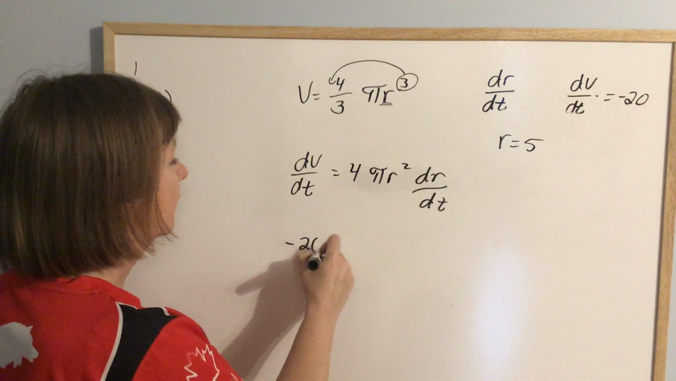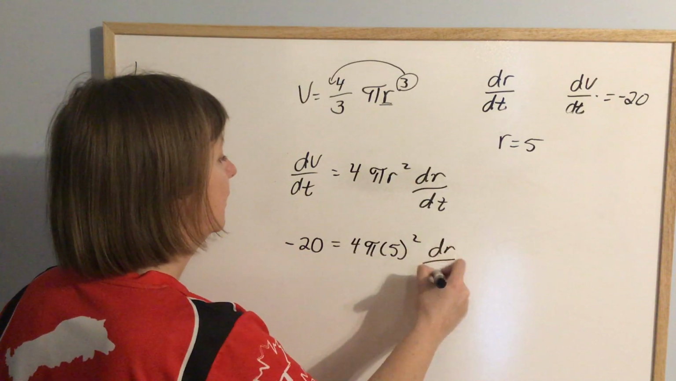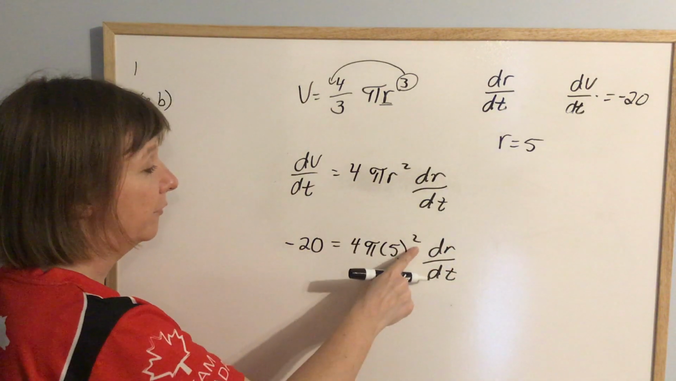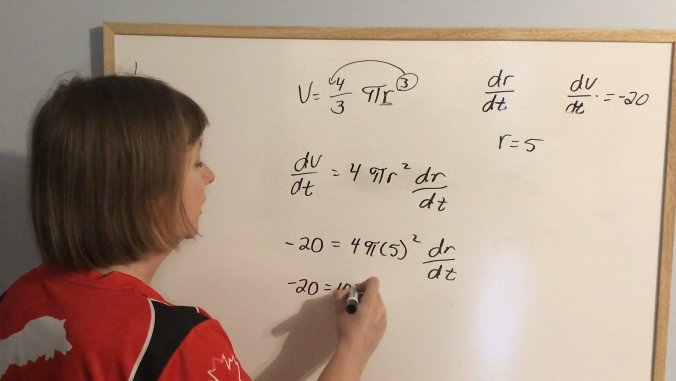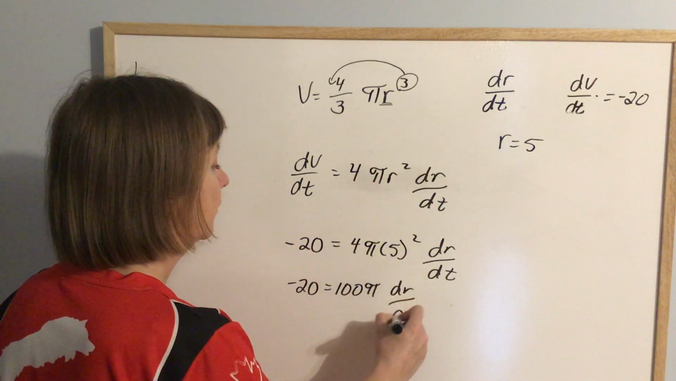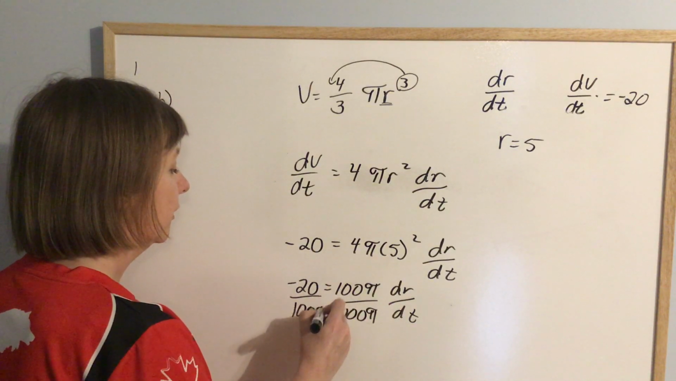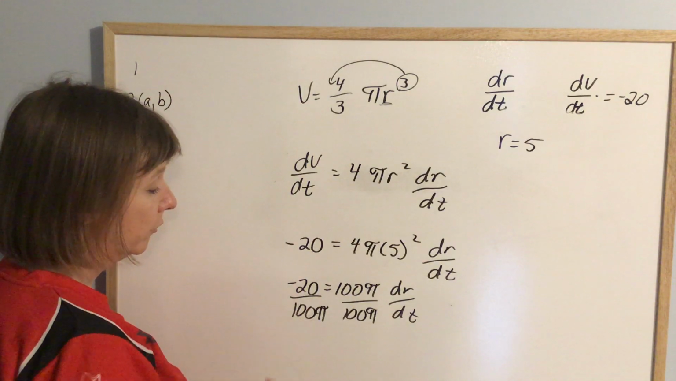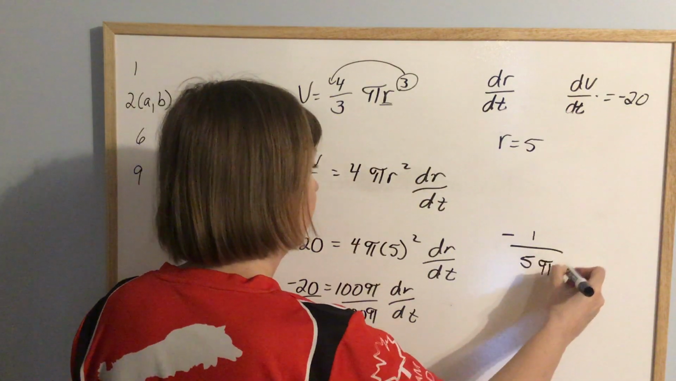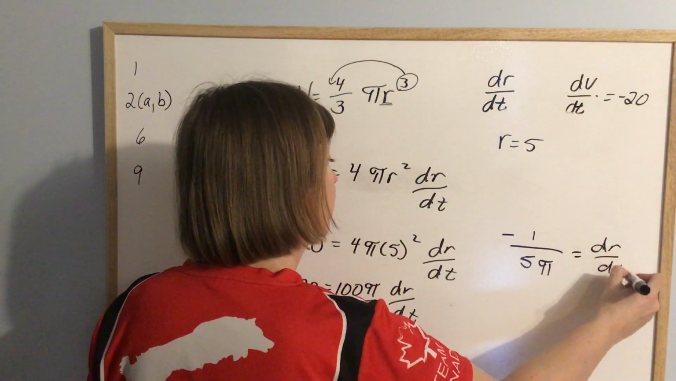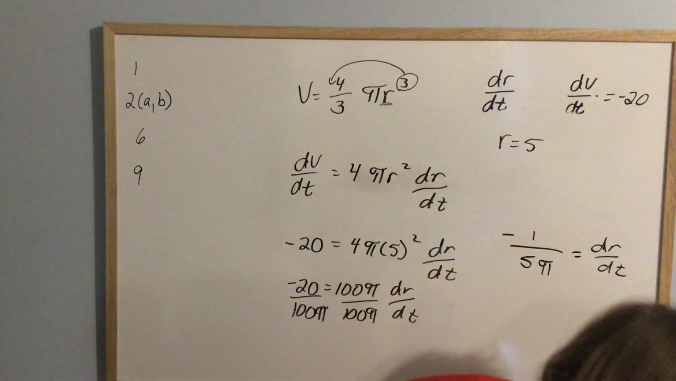So dv over dt is negative 20, 4 pi times 5 squared dr over dt. So 5 squared is 25, times 4 is 100. So negative 20 is equal to 100 pi dr over dt. So I'm going to divide this by 100 pi. So 20 over 100 would reduce to negative 1 over 5 pi equals dr over dt. And that would be my answer. Again, I would just leave it in terms of pi, wouldn't do anything else with it.